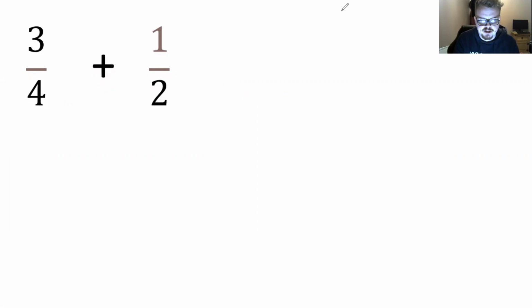The first thing we need to do is make both denominators the same. So we've got a 4 here and we've got a 2 here. There are a couple of ways of doing this, but I will show you a certain way, because the way that I show you would be applicable to every adding fraction question that there is. In order to solve this, we need to make the two bottom numbers of the fractions the same. And the way we can do that is by multiplying them together.